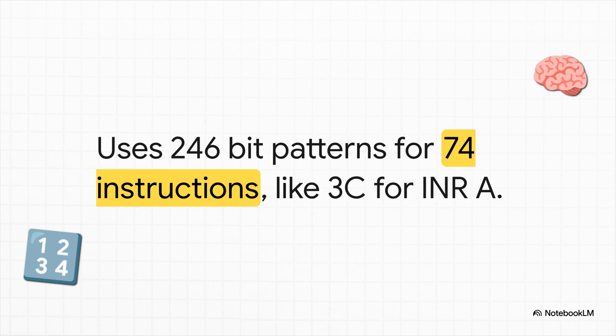So imagine the binary pattern 0011 1100. In hexadecimal, that translates to 3C. When the processor reads that highly specific hex code, it immediately recognizes the instruction INR A, which stands for Increment Accumulator. By feeding it that exact, specific pattern of ones and zeros, you are triggering a very precise physical action inside the processor's ALU, telling it to add the number 1 to whatever value is currently just sitting in the accumulator.